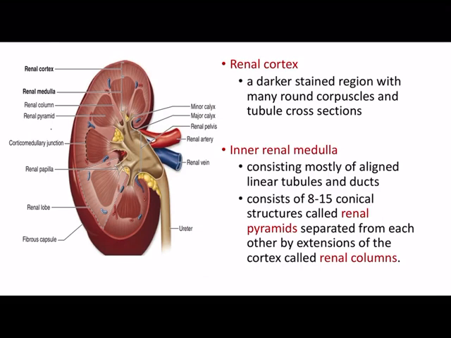It consists of 8 to 15 conical structures, called renal pyramids, separated from each other by the extensions of the cortex called your renal columns. So your renal column is a portion of your cortex that separates each of your renal pyramids. The renal pyramids are mainly seen in your renal medulla.